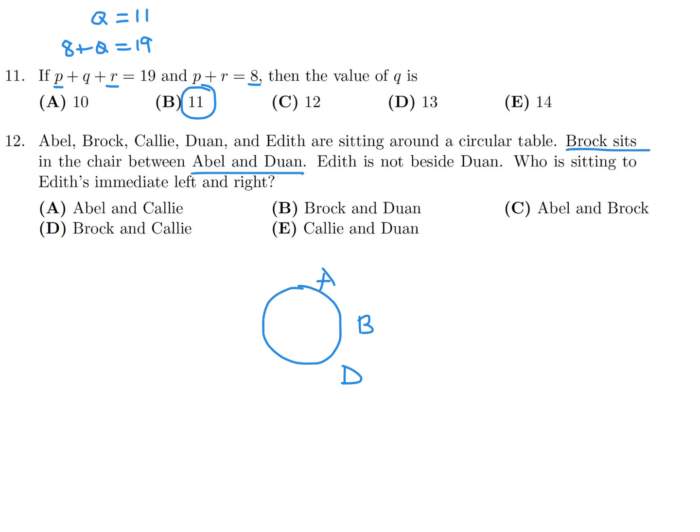And then Edith is not beside Duan, so Edith has to go here, and then the person remaining has to go here, which I think is the C guy. Yeah. So this would fit the question. So what are they asking now? Who is sitting to Edith's immediate left and right? So Edith's immediate left and right would be A and C, and that therefore would be choice A.